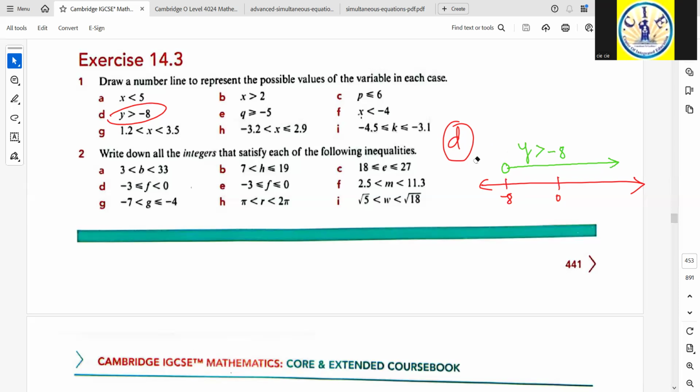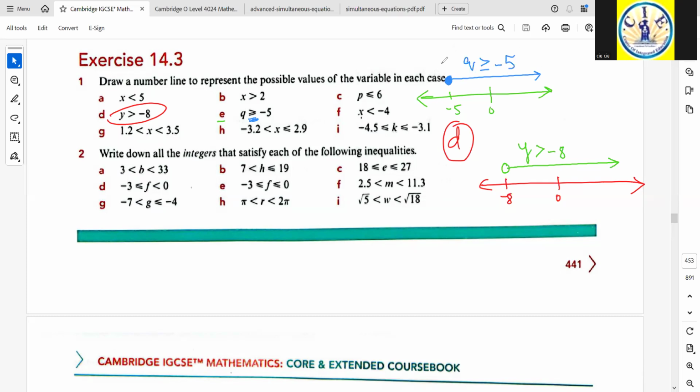This is the representation of part D. Okay. For this part E now, this is 0. Here is negative 5. And Q should be having values greater than negative 5, as well as there is an equality sign. So I need to include it. So that's why I need to fill this circle like this. So this represents now Q is greater than or equal to negative 5.